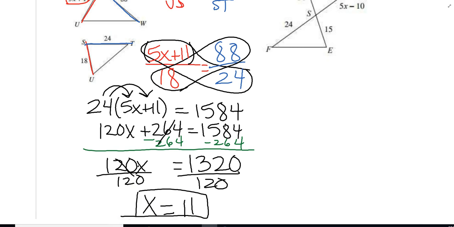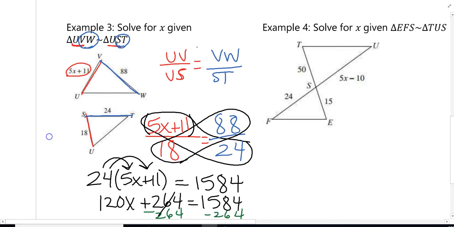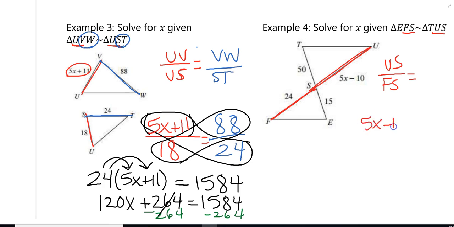Looking at example number 4. So I'm going to scroll up a little bit so I can see my triangle here and my similarity statement. So we have triangle EFS is similar to triangle TUS. So I like to start off with my missing side. Again, you can set these up however you'd like. So that would be SU or US, either one. US can correspond to FS. So that would be FS here. So US would be 5x minus 10 over FS, which is 24.